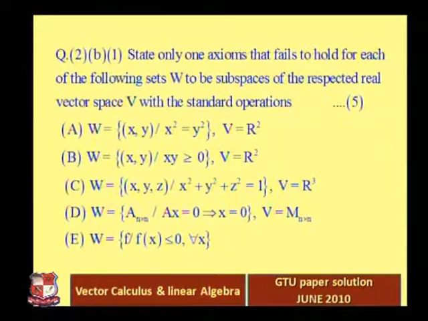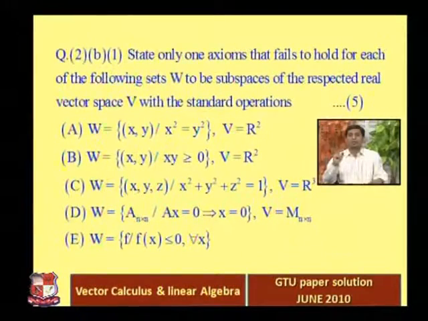The same situation happens here. You already know the answer: state only one example that fails to hold for each of the following sets. That means indirectly you have the answer that these 5 examples are not subspaces of the respective vector spaces. So just try to find an example where U belongs to W, V belongs to W, and U plus V does not belong to W. So we prove that the given set is not a subspace.